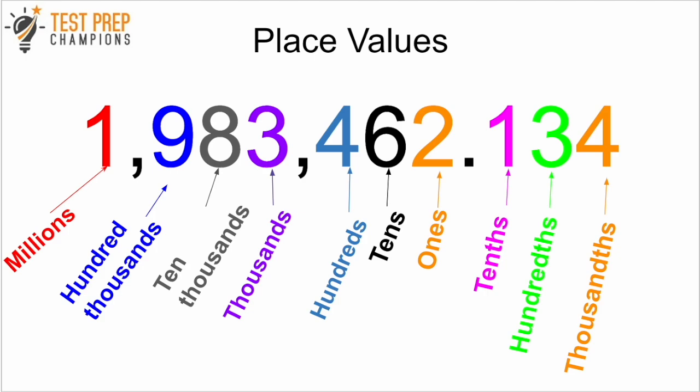So let's start off by talking about place values. I just included this slide to give a basic review of place values. We see here that 1 is in the millions place, 9 is in the hundred thousands place, 8 is in the 10,000s place, this 3 is in the thousands place, 4 is in the hundreds place, 6 is in the tens place, and 2 is in the ones place. Now we see here that this 1 is in the tenths place, this 3 is in the hundredths place, and this 4 is in the thousandths place.